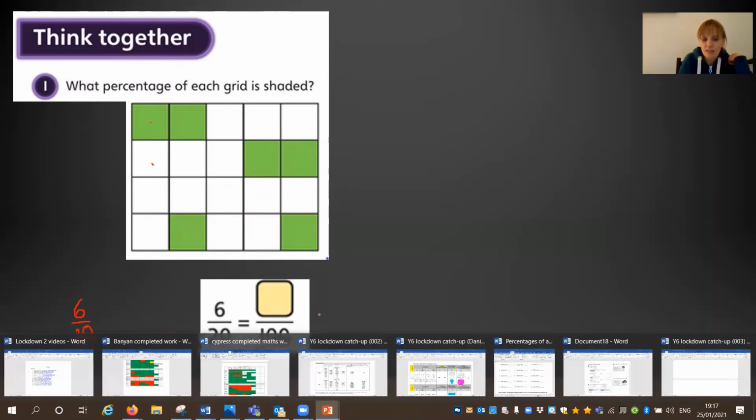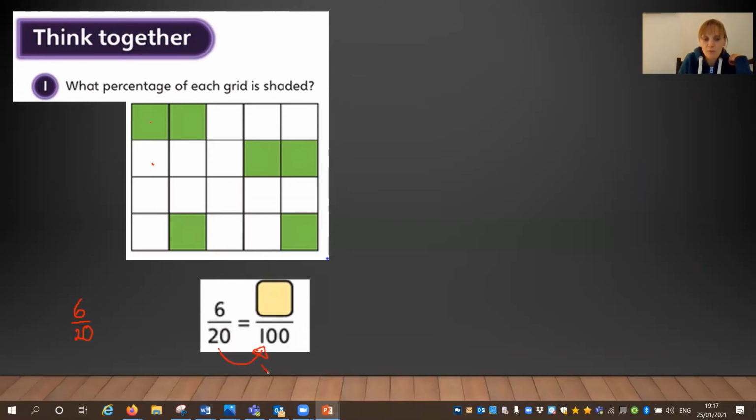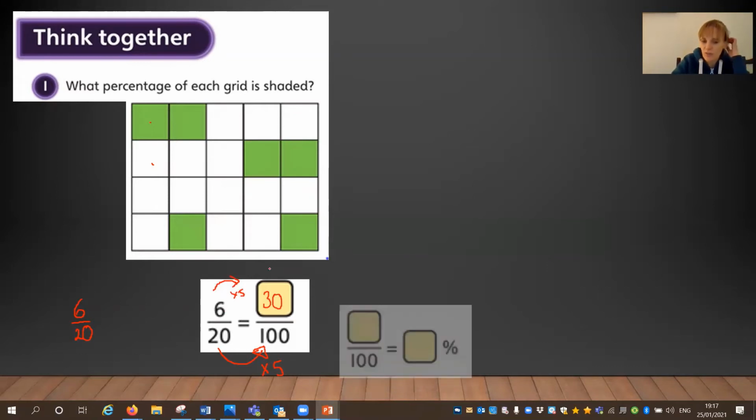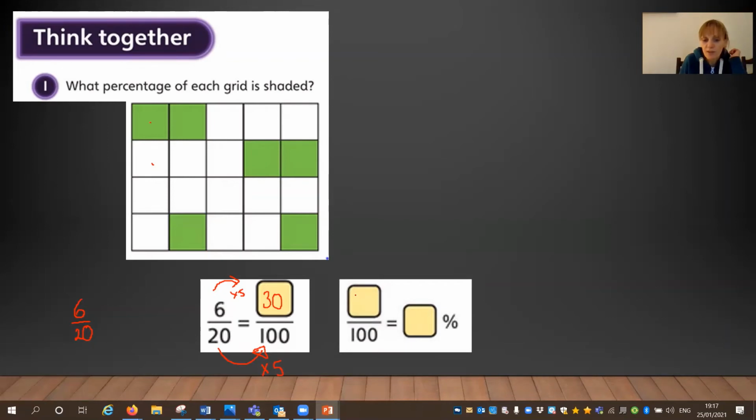Yes. Oh dear, sorry, this keeps popping up on here. So we've got to multiply 20 by 5 because 5 times 20 is 100. Therefore, I've got to do 6 times 5, which gives me 30. So 30/100ths. Now, remember what I said on the first slide here. As soon as your fraction is out of 100, you can get rid of that denominator of 100, and that top value, that numerator, is now your percentage.